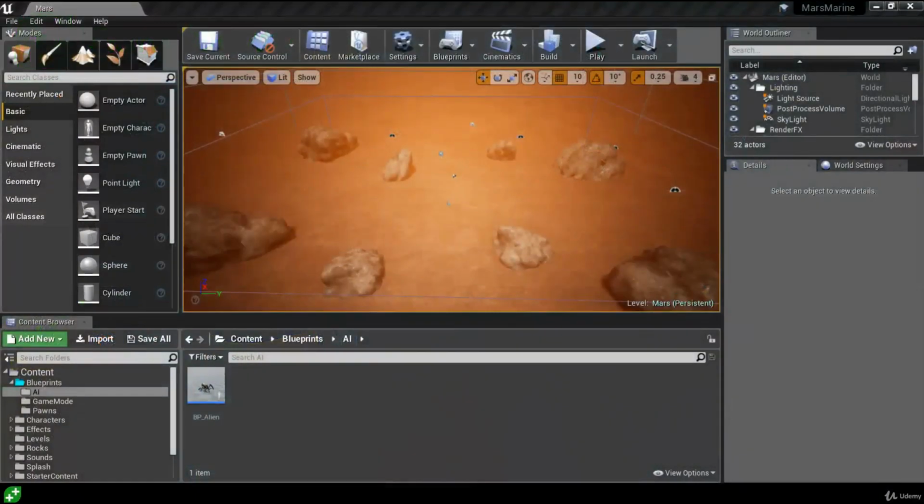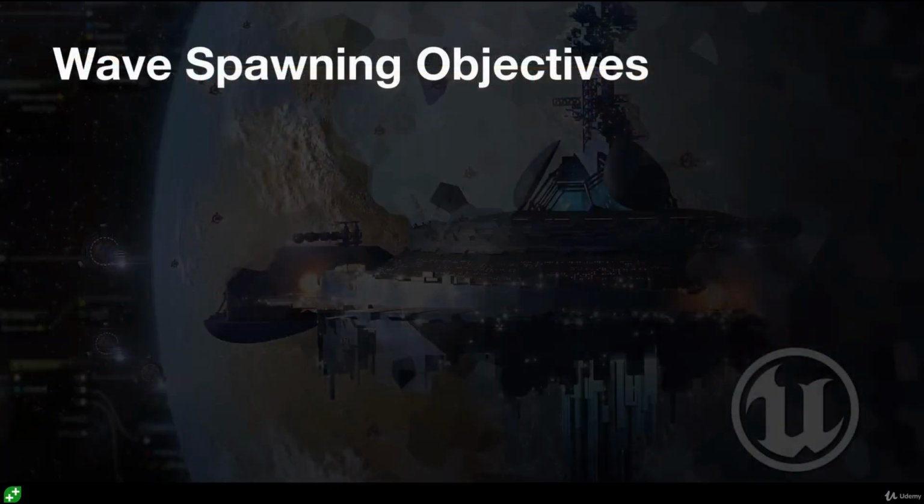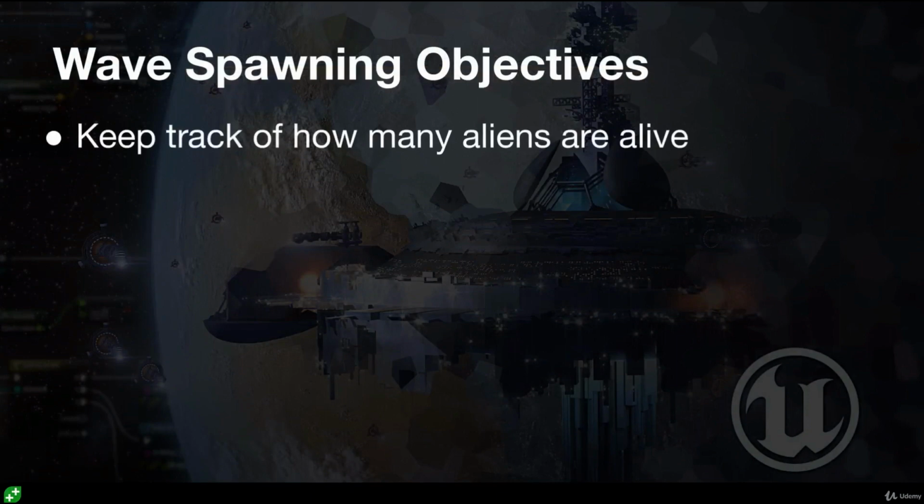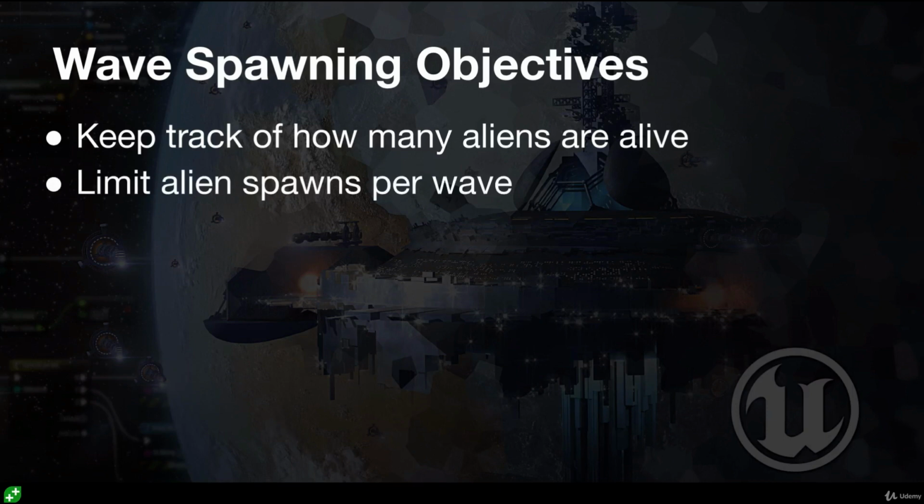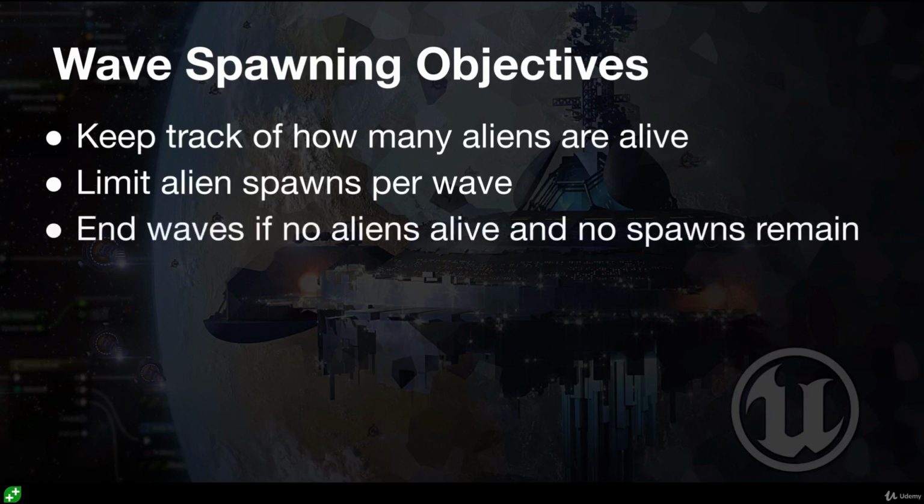Okay, so we're going to be wrapping up spawning the aliens in waves in this lesson. We've got a few objectives. We want to keep track of how many aliens are currently alive during a wave. And we also want to limit how many aliens can spawn during a wave. And with both of these, we're going to be able to tell when there's no aliens remaining during a wave. So to end a wave, we want to make sure that no aliens are alive and that the aliens have no spawns remaining.